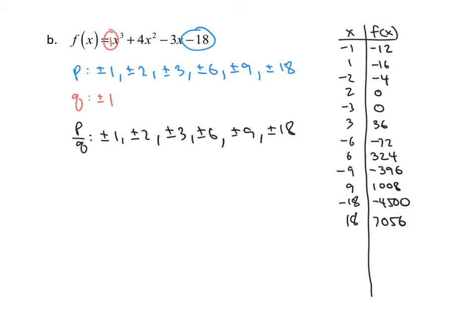In the interest of time, I paused the video and found the values you get when you plug in all those different numbers into f of x. And I did find 2 of the numbers in the list that actually gave me 0. So 2 of the zeros of this polynomial are 2 and negative 3. And if I wanted to write this polynomial in factored form, I could use synthetic division to factor the polynomial.